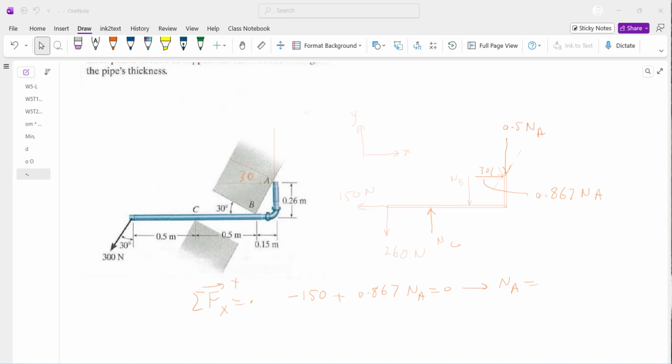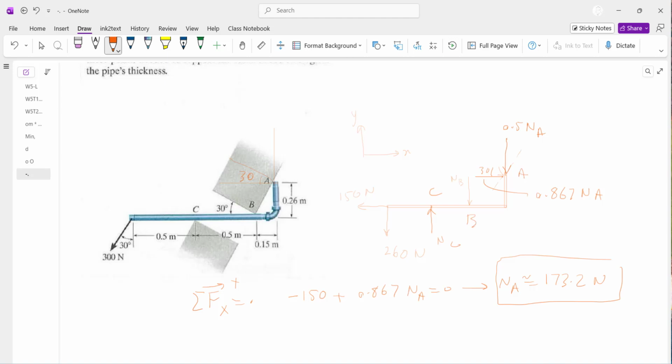Which is 173 almost. Now that I have NA, let's make net rotation about point C. So this is point C, that is point B, and that is point A.